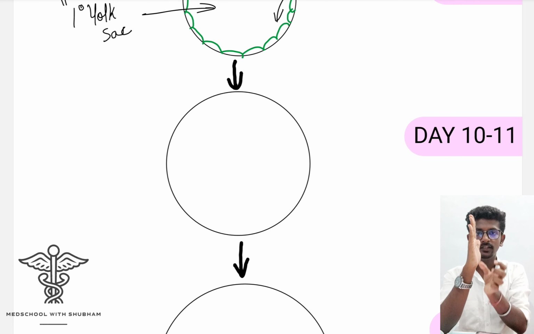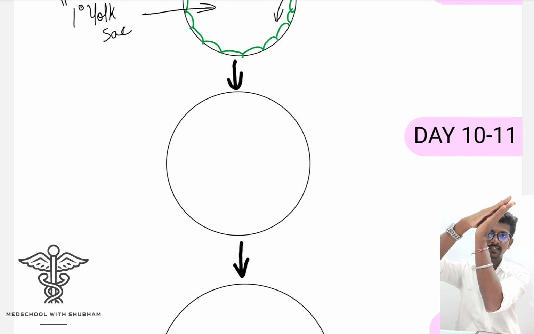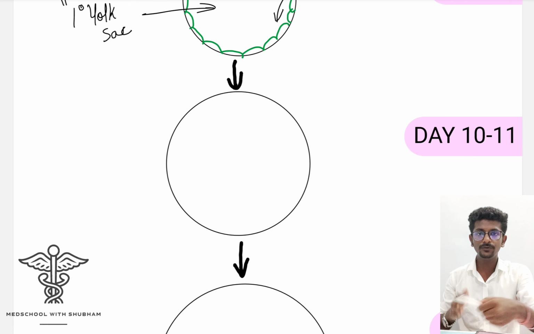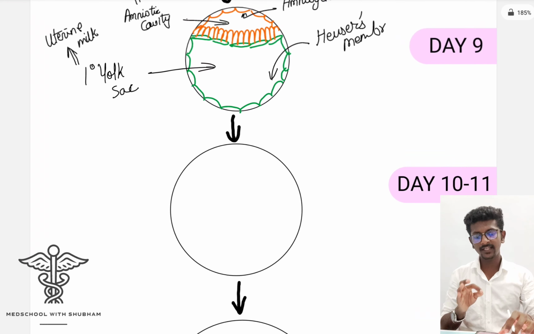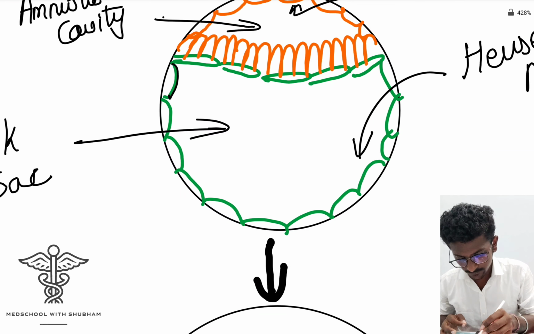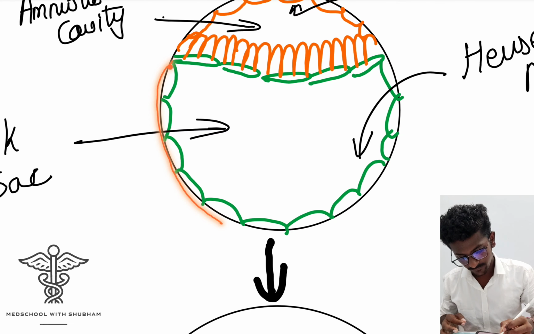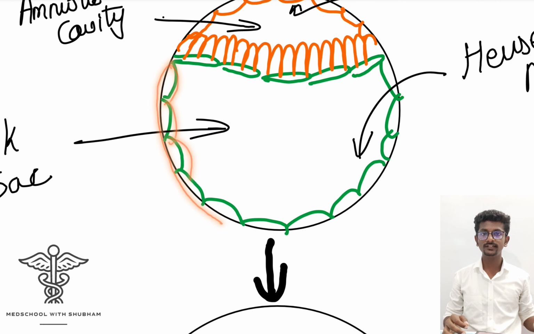Similarly, this new cell layer will migrate upward, and in doing so it will also separate the cytotrophoblast and the amniogenic cells. I hope you understand this. Let me explain it in the form of a diagram. See, this is the cytotrophoblast and this is the Heuser's membrane.